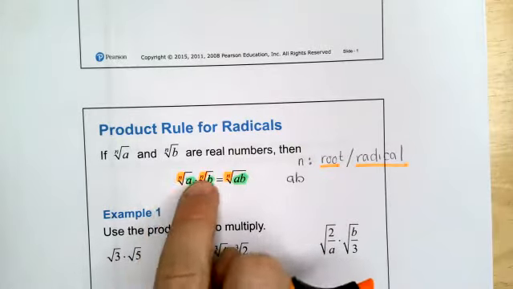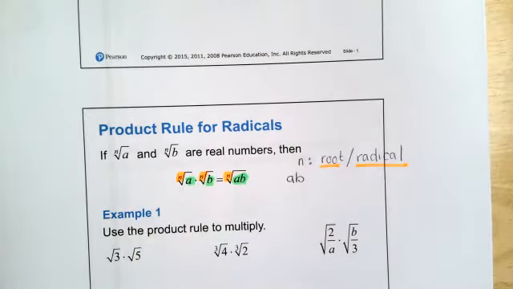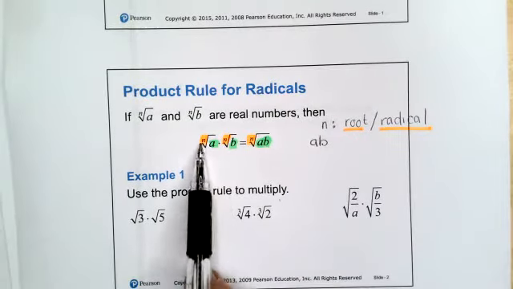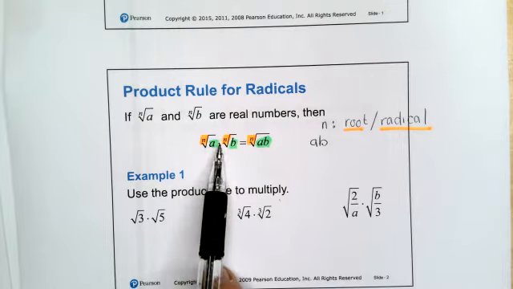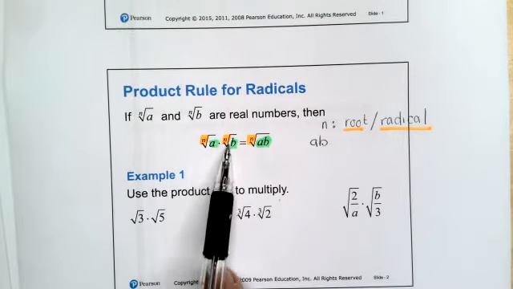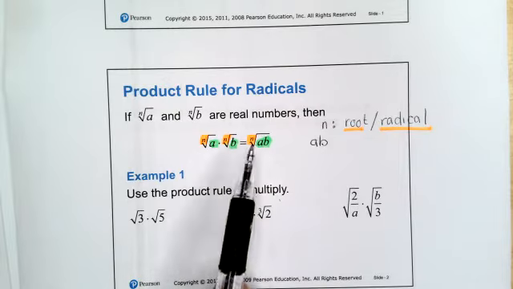These have the same root. They're the nth root. They have the same radical. The radical is n. Okay. So what we're going to do is multiply using the product rule. The second root of a times the second root of b is the second root of a times b.